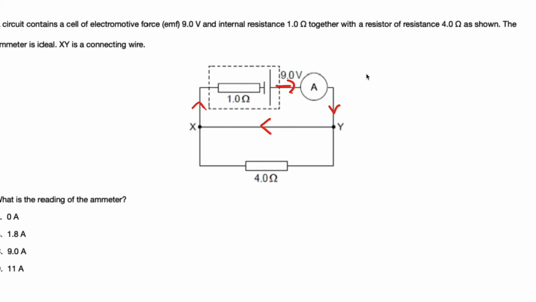Right. So now we can calculate the current. Current is gonna be equal to voltage over resistance, which is equal to 9 over 1. So it's equal to 9 ampere. C is the answer.